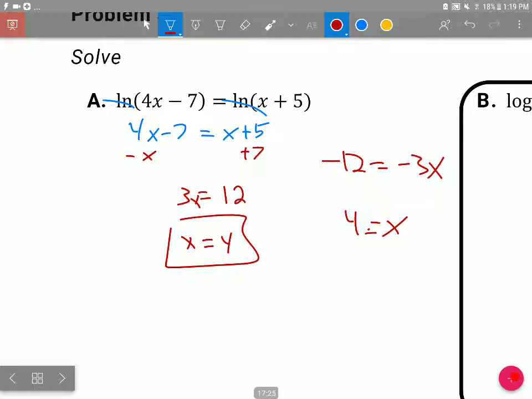Yeah, I just moved the x to the left and moved the negative 7 to the right. Cool? Try letter B. So you're gonna be plus. Yeah, you're going to add the 7. Try letter B.